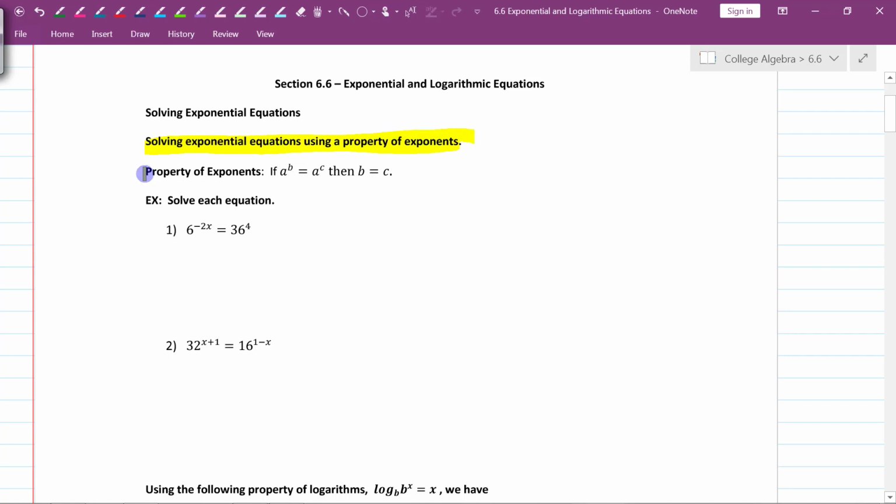We have a property of exponents, and it says if we have a raised to the b and that equals a to the c, then b must equal c. And that is very true. Just think about it. If I have the same base, 2 and 2, and they're raised to an exponent, if this is 4, this must be 4 if they are indeed equal, correct? Okay, so it can't be any other way. 4 would have to equal 4. That's all we're saying right here.